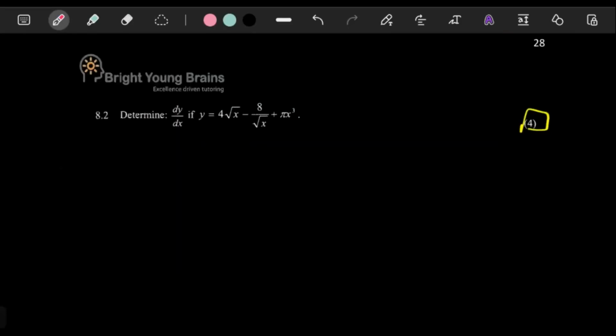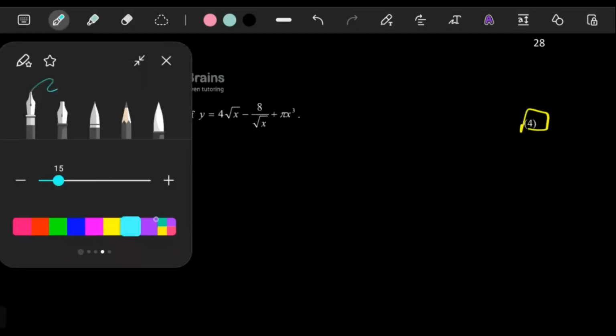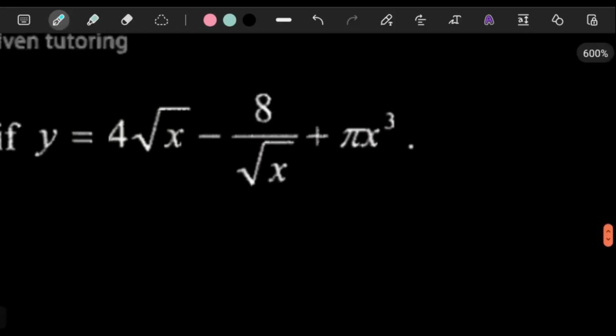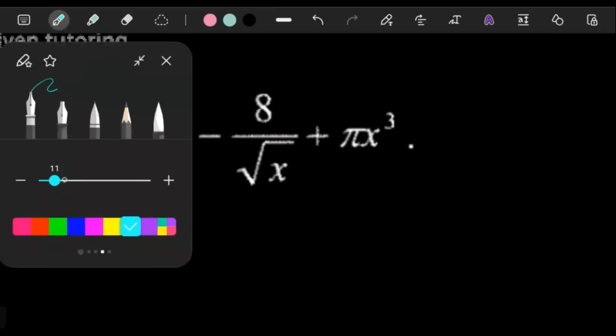8.2 says the following. Determine dy over dx, if this equation is what you have. Don't forget that pi is just a number. Don't get distracted by pi being there. It's just a coefficient.